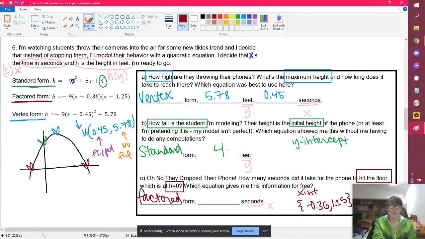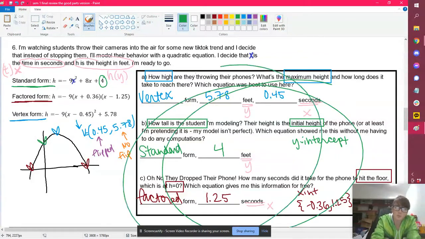The 2 x-intercepts we have here are negative 0.36, because we flipped the sign, and positive 1.25, because we flipped the sign. If I ask you how many seconds it takes you to do something, you better give me a positive answer, or else you're being a smart aleck. No time machines in word problems, or not in this word problem at least. So we're going to say 1.25 seconds, because we want the positive version after we've flipped the signs.